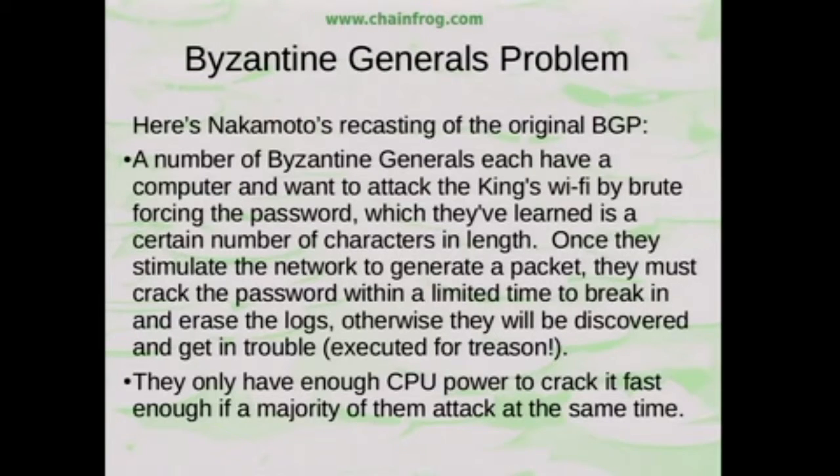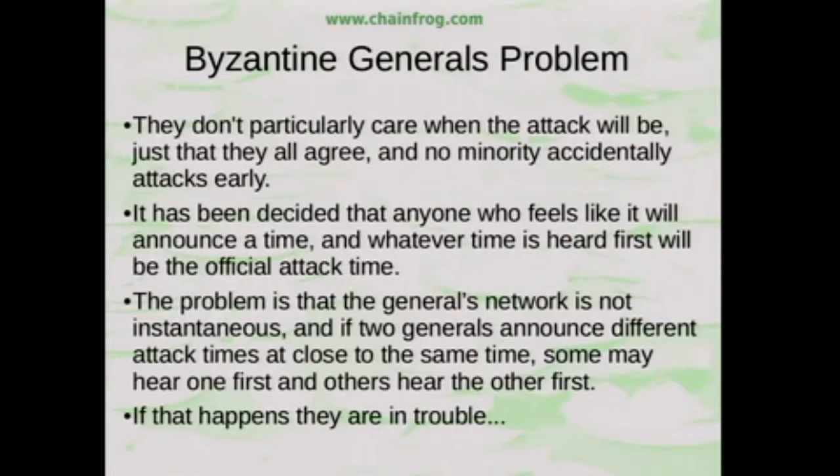So they only have enough CPU power to crack it fast enough if the majority of them attack at the same time. So that's the problem. How are they going to coordinate their attack? They don't care when the attack is going to take place. They just all, or the majority, need to agree on it. And you don't want a minority attacking early, because that minority will get executed, and the opportunity to hack into the king's Wi-Fi will be gone, because he'll tighten up security. So the generals have decided that anybody can announce an attack time, and whatever time is heard first will be the official time to attack.